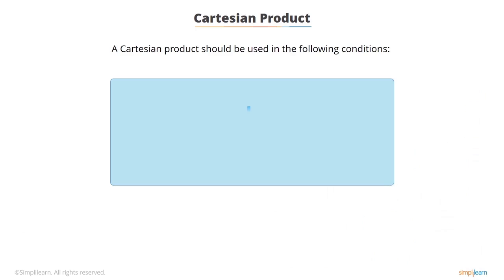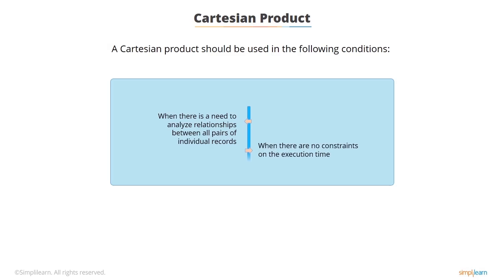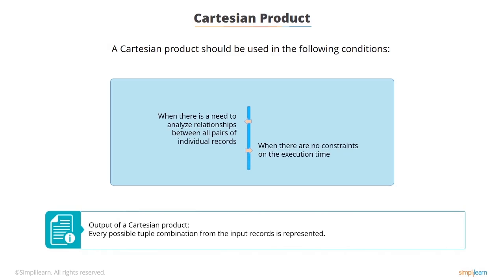A Cartesian product should be used when there is a need to analyze relationship between all pairs of individual records and when there are no constraints on the execution time. In the output of a Cartesian product, every possible tuple combination from the input records is represented.